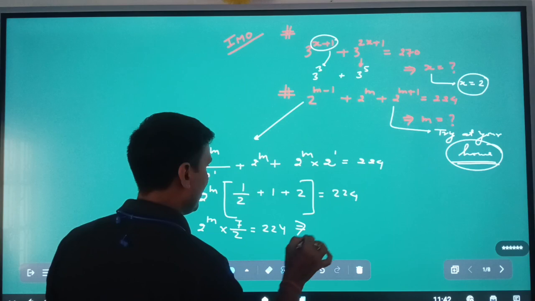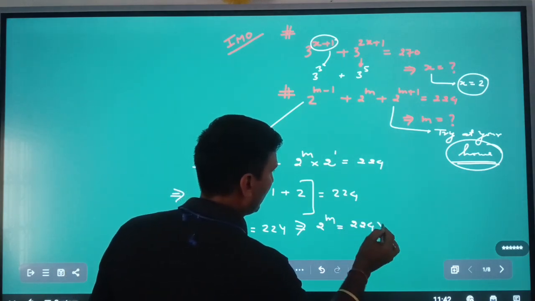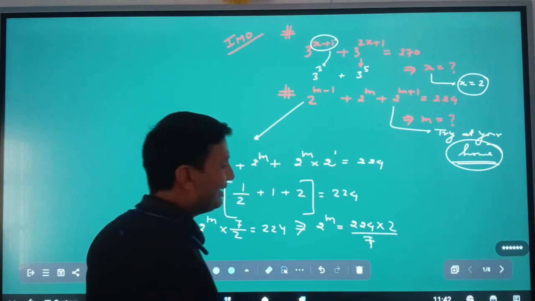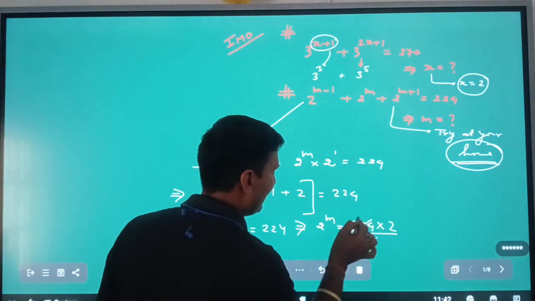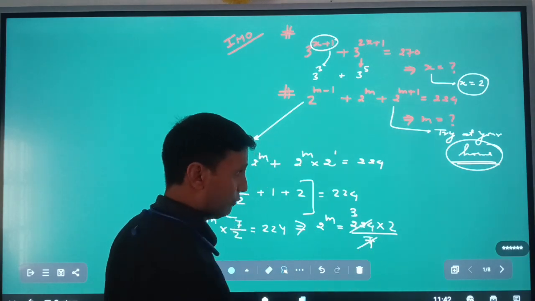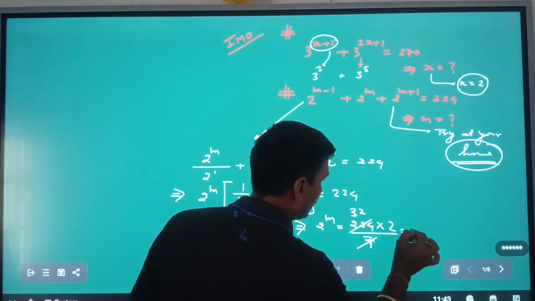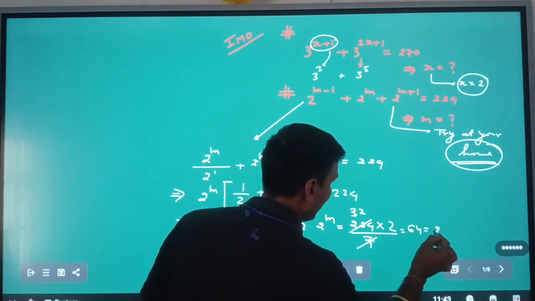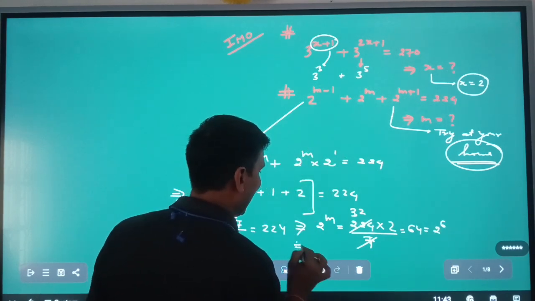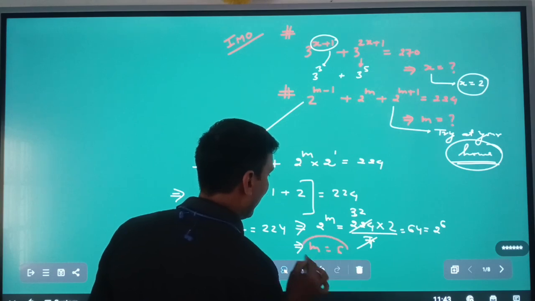So we can write 2 raised to the power m is equal to 2 to 4, cross multiply 2 divided by 7. And if we divide this number by 7, 7 3s are 21, we are left with 1 and 2. So 32 into 2, that is going to be 64, and as we know it is 2 raised to the power 6. So finally we have m is equal to 6. Why so?